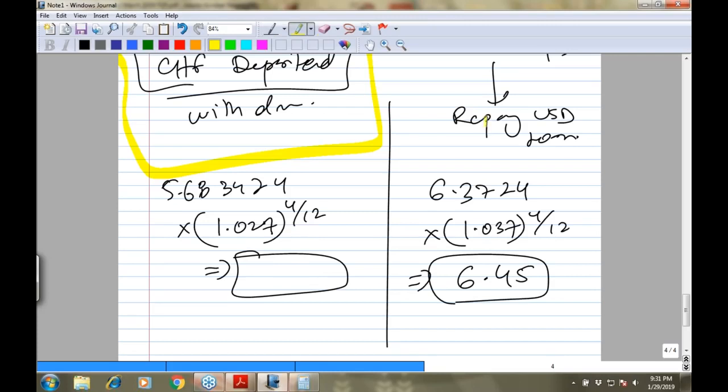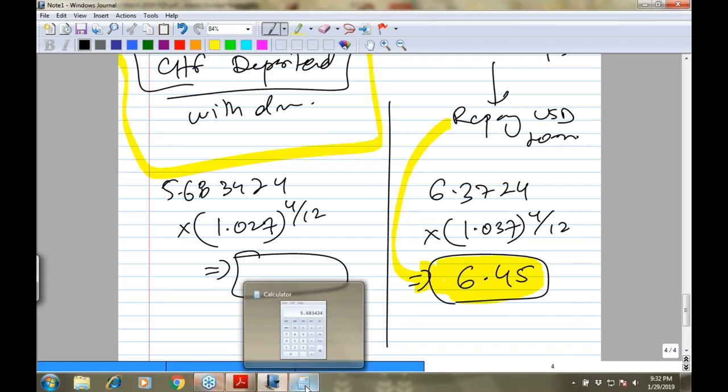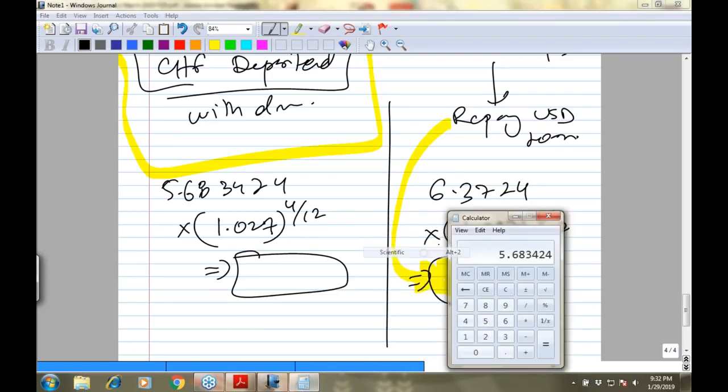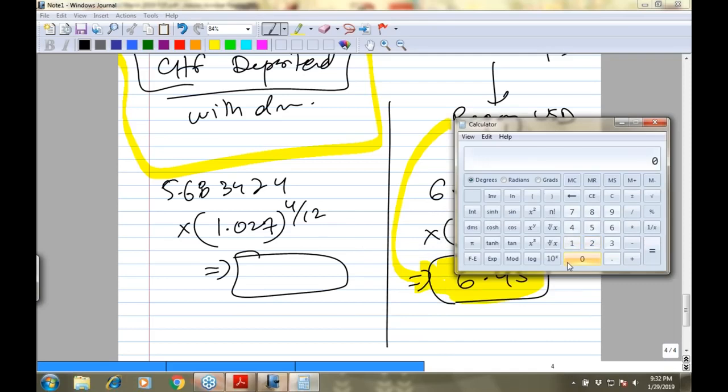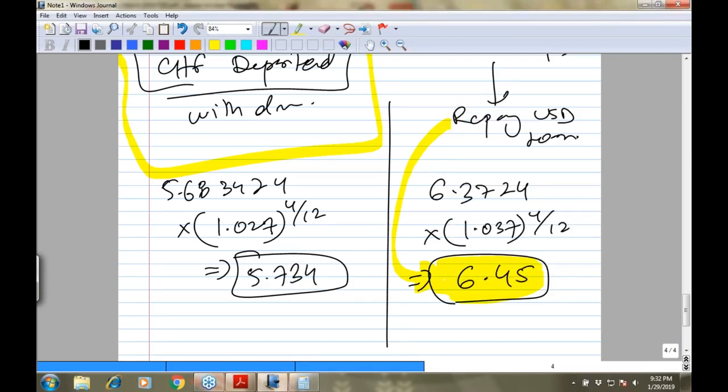Whatever the receipts are going to be, those receipts are going to be used to repay this loan plus the interest, and we are going to withdraw the amount that we had deposited. So how much is it all going to be? Can somebody please confirm? So 5.734. 5.734 is the amount that we are going to get.